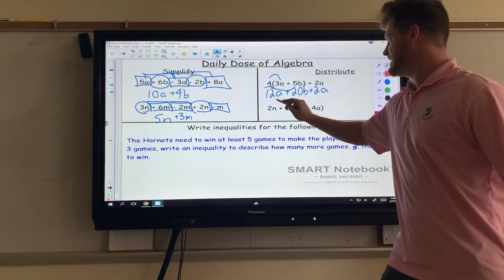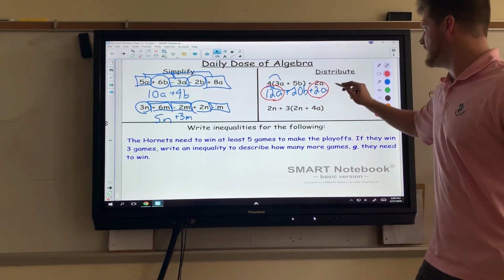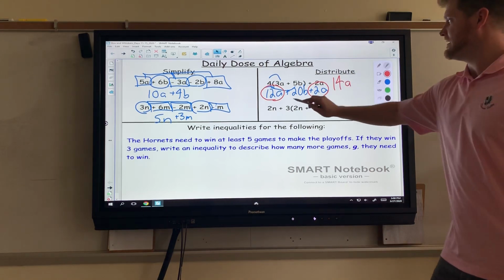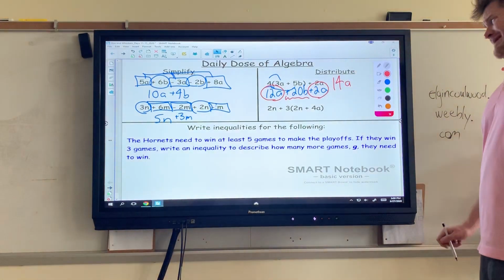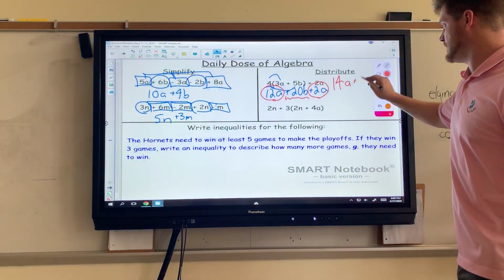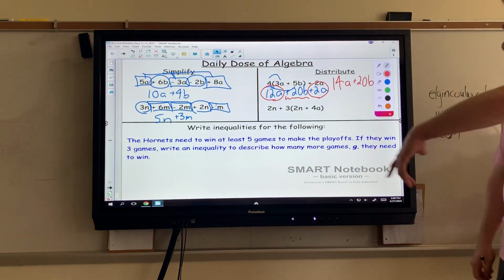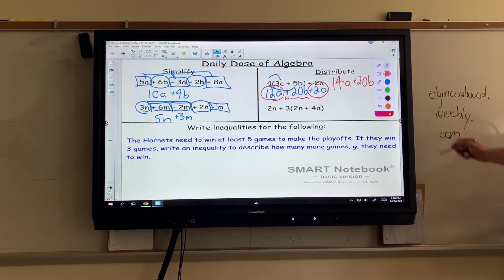Combining like terms, I see a 12a plus 2a, so we have 14a. The 20b is by itself, so it can't combine with anything, so 14a plus 20b is going to be your final answer. Or again, 20b plus 14a, also correct.